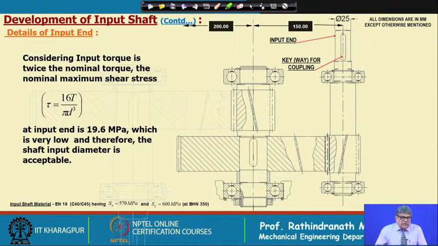At the input end, what we have calculated is 19.6 megapascal, which is very low, and therefore the shaft input diameter is acceptable. Here we can conclude that we do not have to change this shaft diameter even if some axial load is coming. Later we will check that.